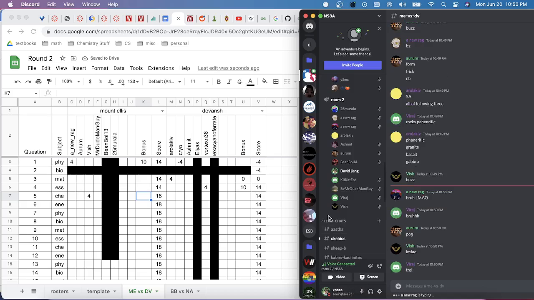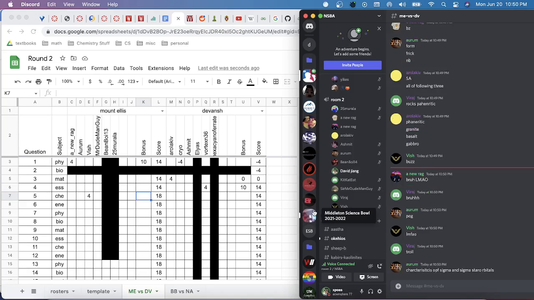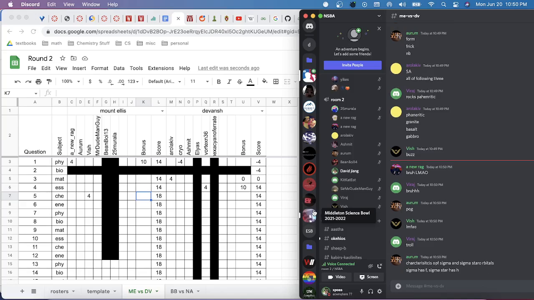Alright. Bonus chemistry multiple choice. Which of the following best describes the characteristics of the sigma and sigma star orbitals in HF? W. Sigma has F character. Sigma star has H character. X. Sigma has H character. Sigma star has F character. Y. Both sigma and sigma star have F character. Z. Both sigma and sigma star have H character.